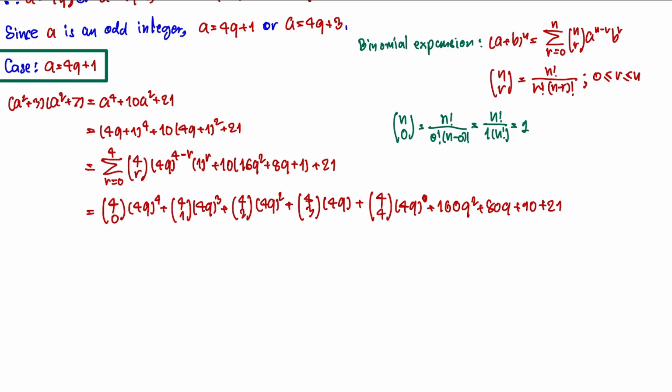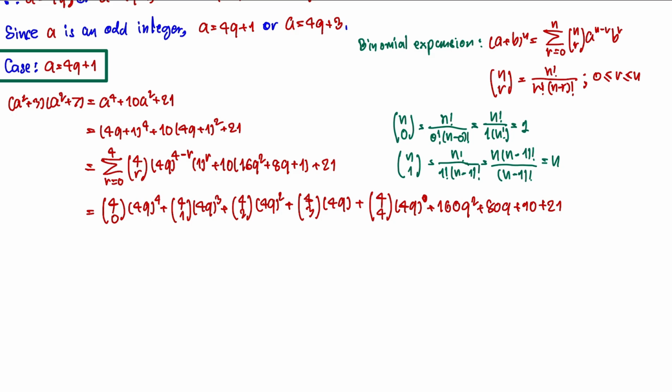Okay, and what about n choose 1? So we're going to have n factorial over 1 factorial times n minus 1 factorial. The numerator becomes n times n minus 1 factorial. 1 factorial is 1. So you're going to have n minus 1 factorial in the denominator. So it turns out to be just n.